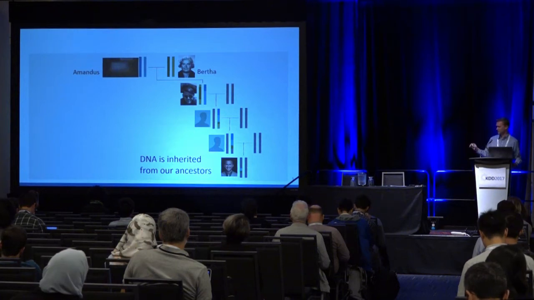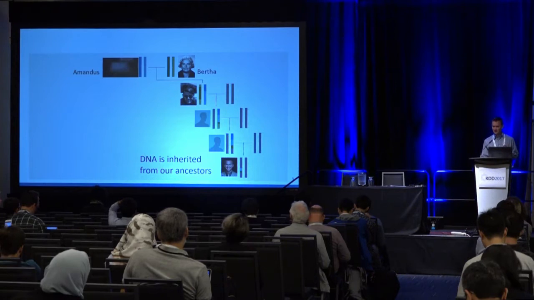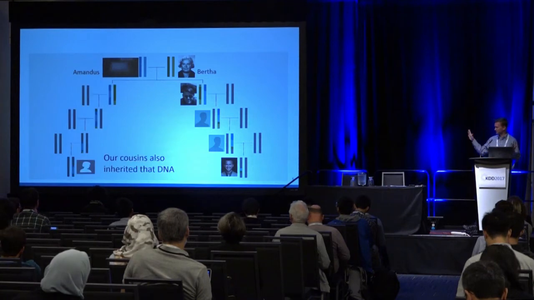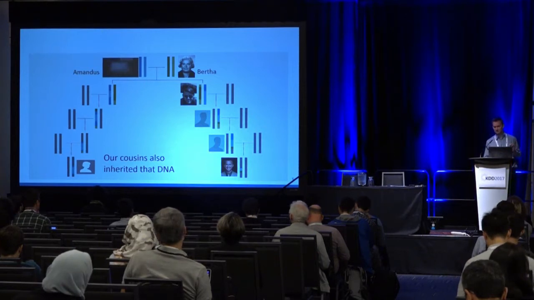So I have this little part of my genome, this DNA, that I've inherited from people who lived at a specific time and in a specific place. And that isn't the end of the story, because like I mentioned, my great-grandfather had 2 other siblings, and some of those siblings got married and had kids, and then DNA from Bertha and Amandus was passed down to my cousins.